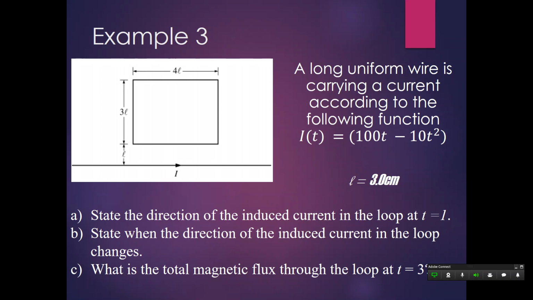To bring down the exponent multiplied by the coefficient in front, and then you decrease the exponent by 1. Okay? So t to the power of 0 now, and then t to the power of 1. So this is I prime of t.